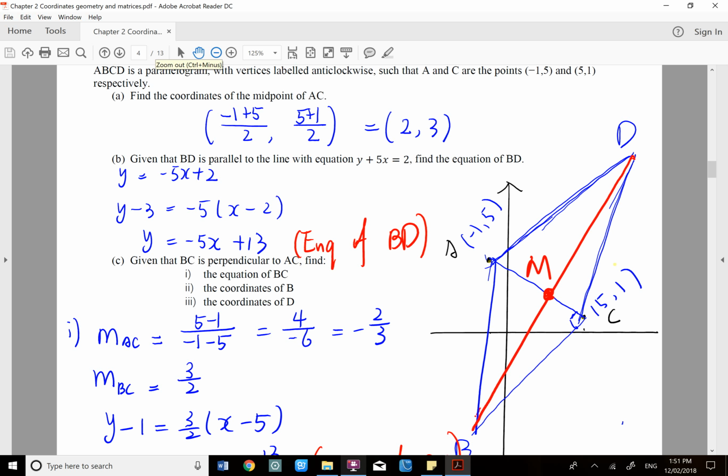As I said, when you have two diagonals of a parallelogram, they will intersect and bisect each other. So the midpoint is the AC's midpoint, but it will also be the BD's midpoint. It is the midpoint for both diagonals. We have the gradient, but we don't have the y-intercept. Think about the flowchart. We'll use y minus y1 equals m times x minus x1. Rearrange the equation, and we have y equals minus 5x plus 13.